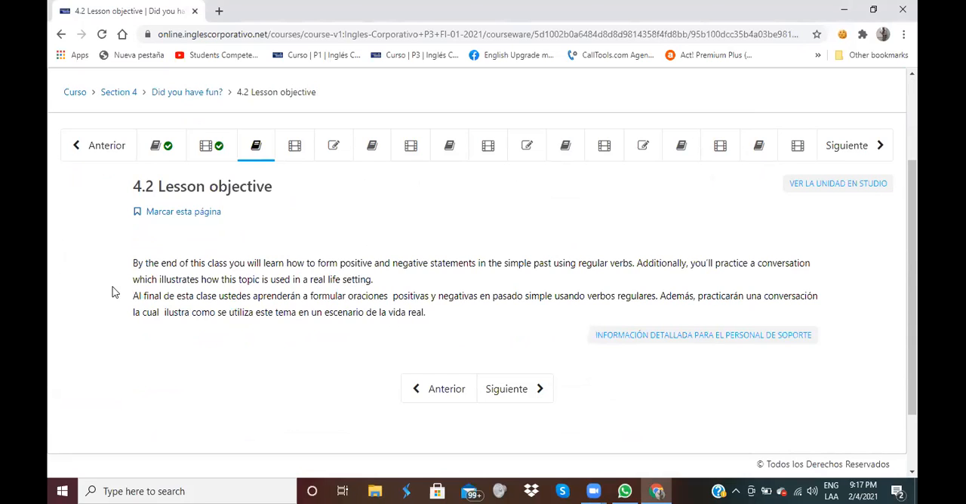Additionally, you will practice a conversation which illustrates how this topic is used in a real life setting. Al final de esta clase, ustedes aprenderán a formular oraciones positivas y negativas en pasado simple usando verbos regulares. Además, practicarán una conversación la cual ilustra cómo se utiliza este tema en el escenario de la vida real.